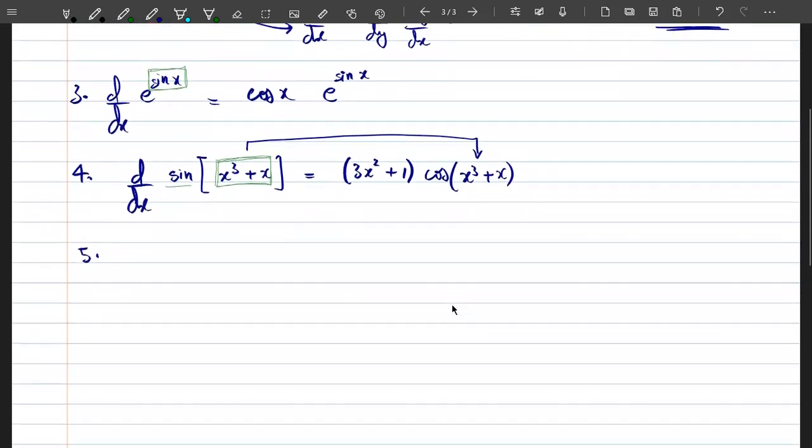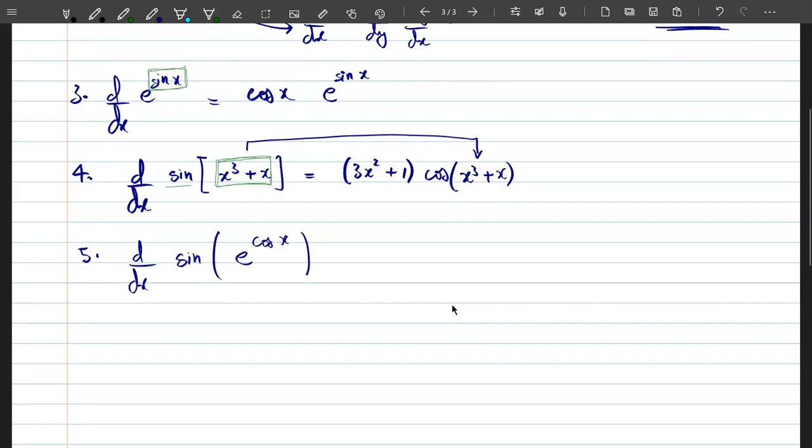What if you had more functions? Suppose instead of this you had sine of e to the power of, let's say e to the power of cos x.